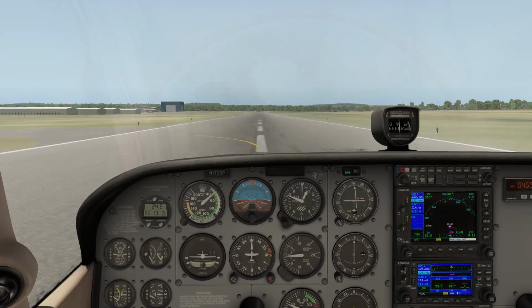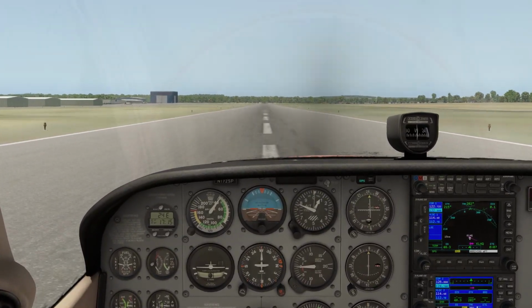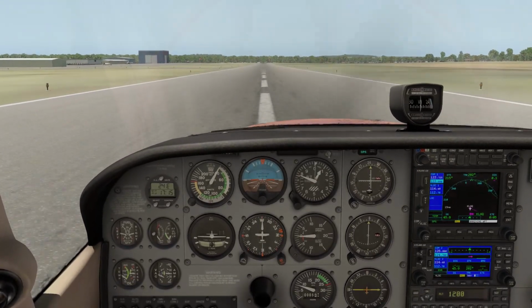Hopefully this helped you guys understand non-towered, pilot-controlled airports a little bit better. If not, we'll make another one.